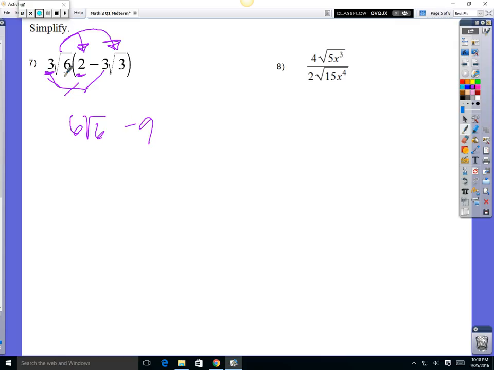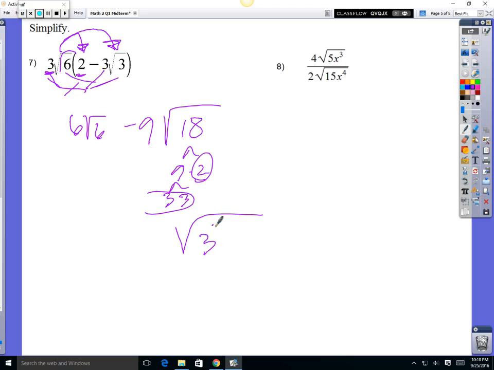And times the radicals together. Square root 6 times square root 3, the 6 and 3, and you should get square root 18. And 18 is a big number. There's a square in there. It is 9 times 2, and 9 is 3 times 3. So 18 is really 3 squared times 2. And that square root is going to undo the square, so 3 will come out.